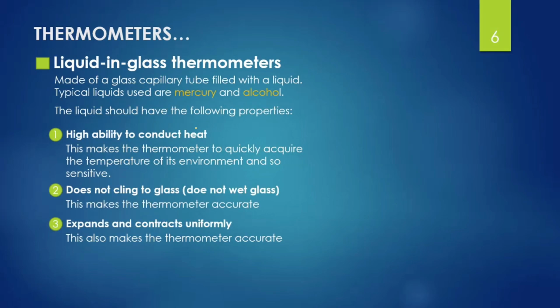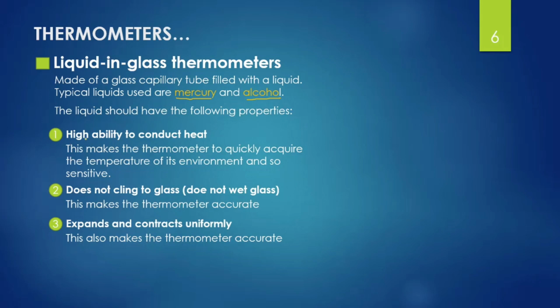So let us look at a particular type of thermometer, a liquid in glass thermometer. These thermometers are made of a capillary tube filled with a liquid. The most common liquids that are used are mercury and alcohol. Now the liquid should have some properties in order to be used as a thermometric liquid.